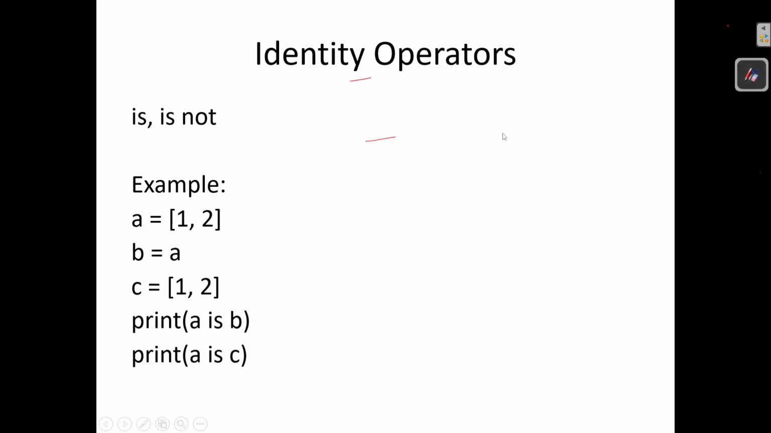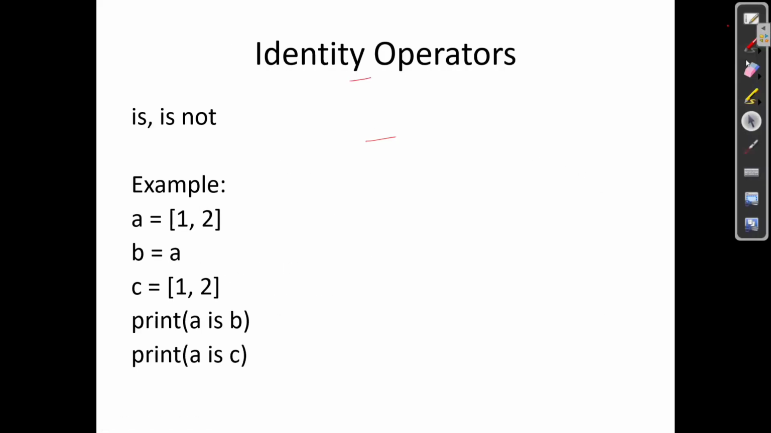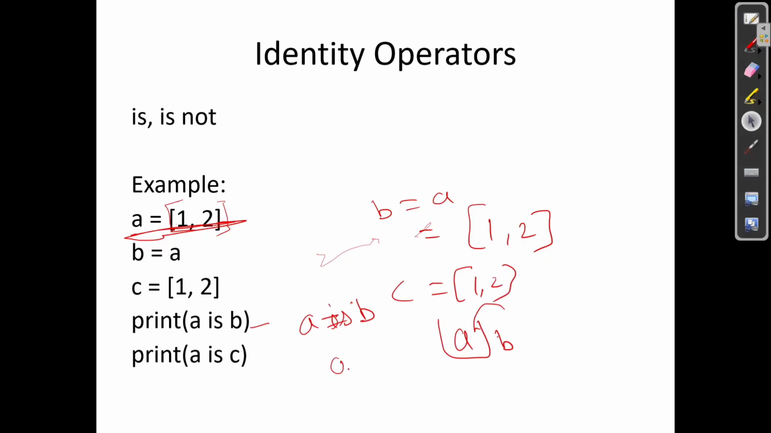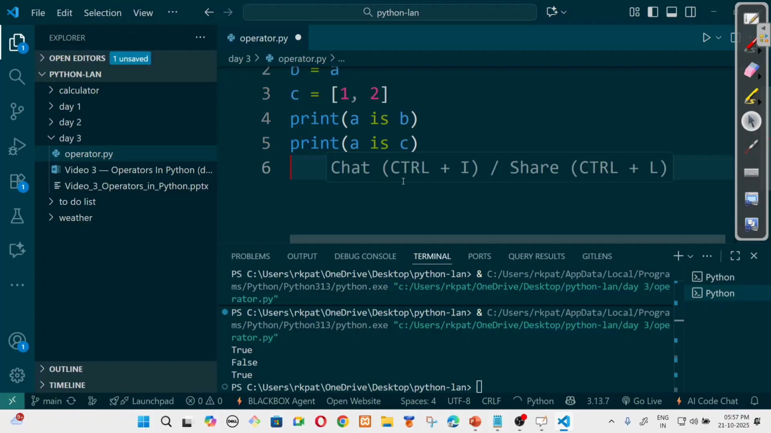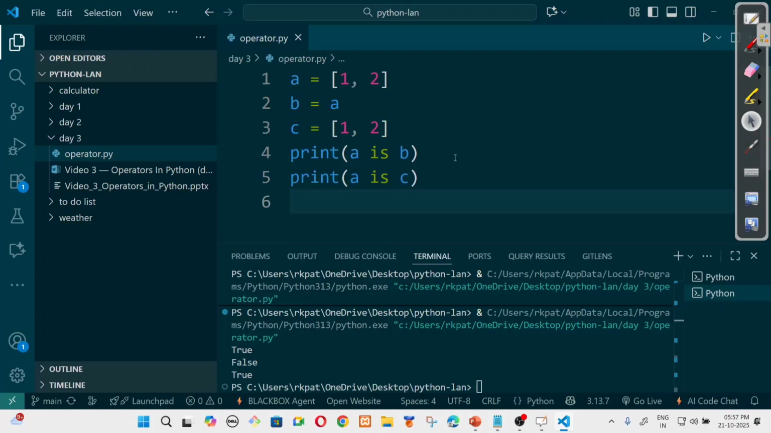What is our next operator? Identity operator. A is a variable, and inside A there is a list 1, comma 2. So now it is telling B is equal to A. So A is what? 1, comma 2, and C is also 1, comma 2. It is asking whether A is C or not. Now we will see.